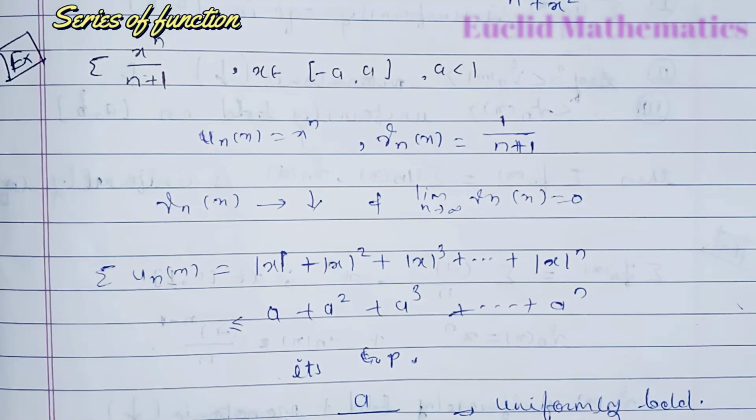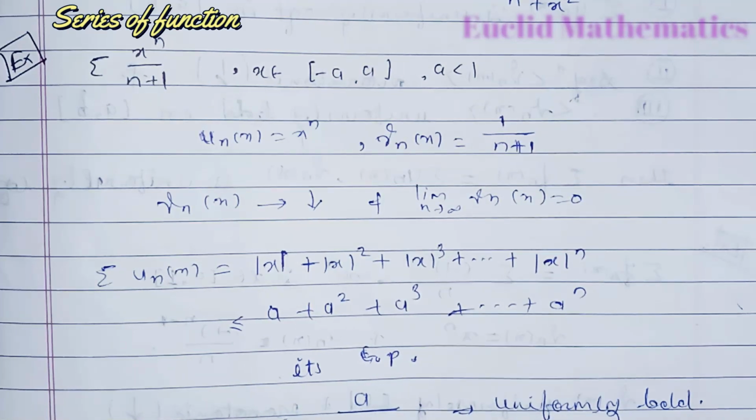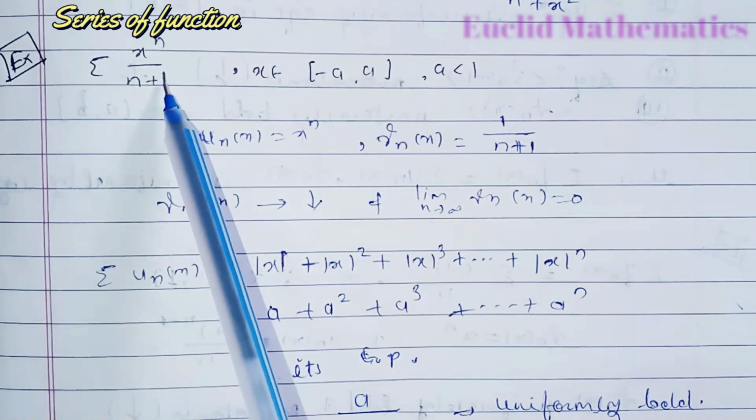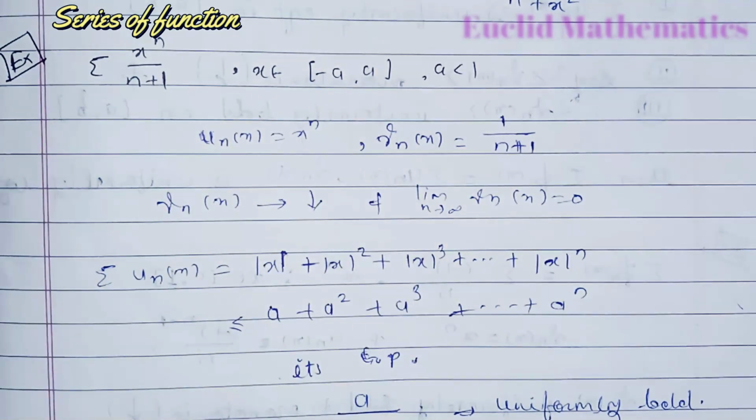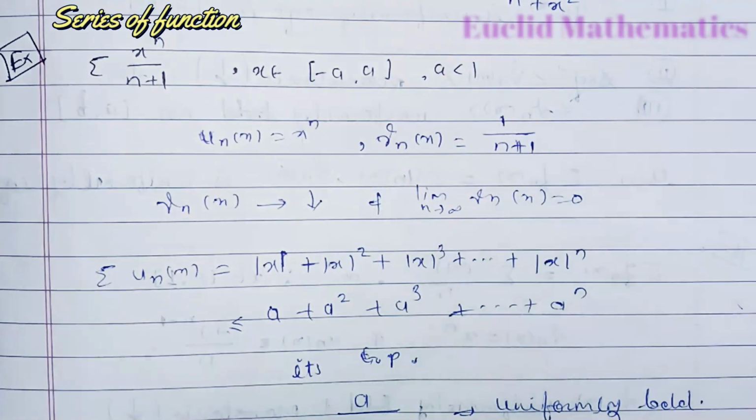Then we can say that the first property holds and the second property also holds. Then the sequence of partial sums is uniformly bounded. So we say that our series of functions x raised to n upon n plus 1 is uniformly convergent on the closed interval minus a to a, with a smaller than 1.